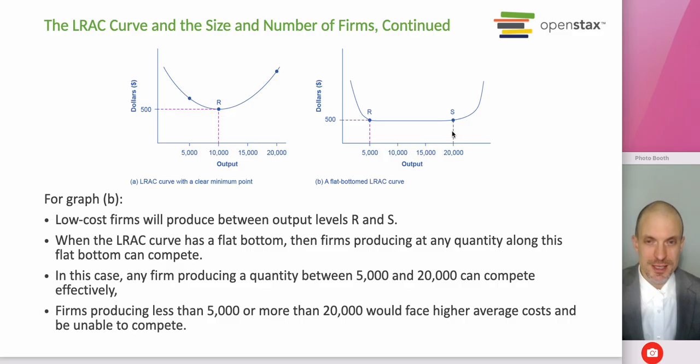For graph B, the R-type firm is not actually more efficient than the S-type firms. Right? So actually any of the lowest cost firms, or there's a lot of different low cost means of production, anywhere between 5,000 and 20,000. So any firm producing anywhere between 5,000 and 20,000 can compete effectively, not get undercut. Now anything producing less than 5,000 or more than 20,000 will be inefficient and would be undercut by the more efficient firms between the R-type production process and the S-type.